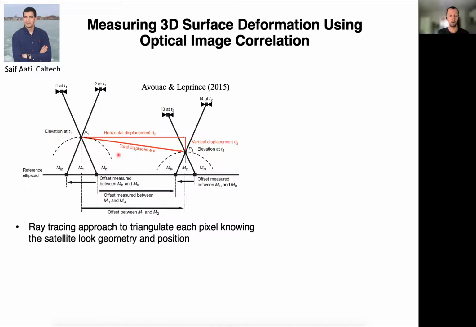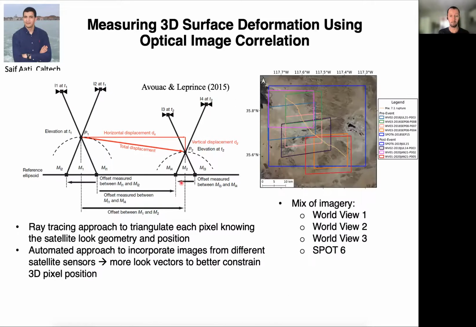What Saif has been working on is implementing a ray tracing approach to try and essentially triangulate the 3D position of each pixel from the intersection of the look vectors of each satellite taking an image. If you know the satellite position, which we do, and the look direction, you can then calculate the 3D position of each pixel. And if you have this configuration before an earthquake and after an earthquake, you can then track how that pixel moves and is translated in space over time. And so Saif has also been working on automating this approach.